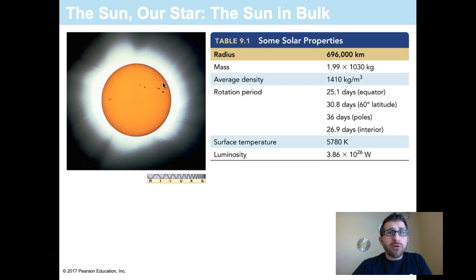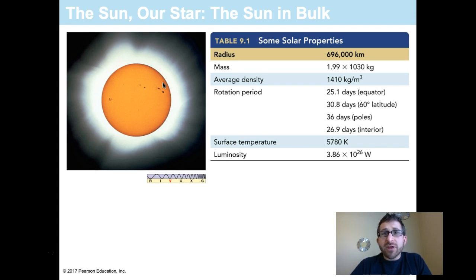Now, in terms of stars, it is an average star in some ways, but for the most part, it's a pretty small star. Many stars are much, much bigger than the Sun, and some are much smaller than the Sun as well. In terms of mass, it's 1.99 times 10 to the 30th kilograms. This is just, once again, beyond perspective. It makes up an enormous percentage of our solar system, over 99%. So it is the bulk of our solar system.